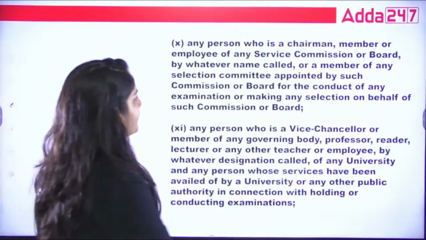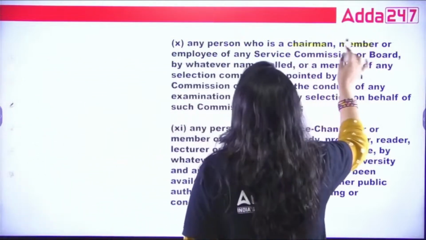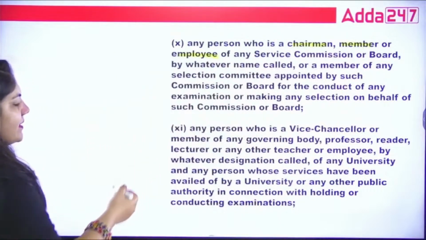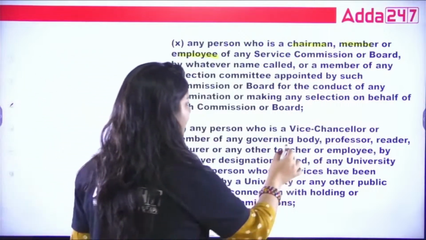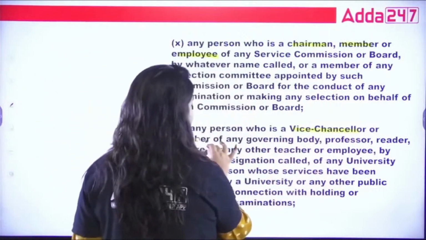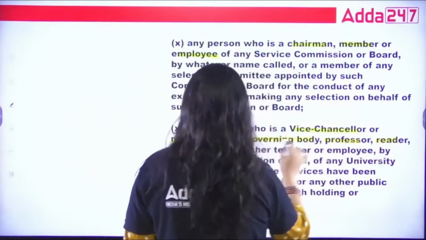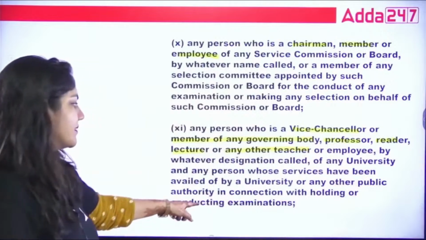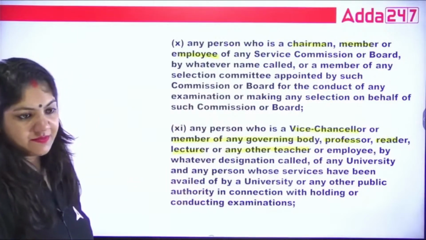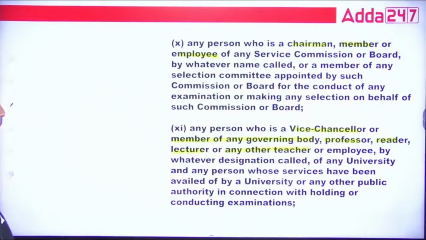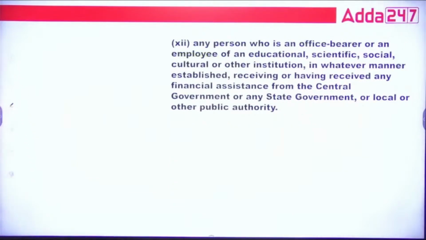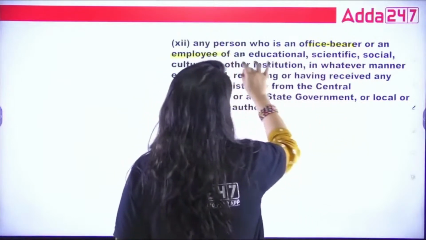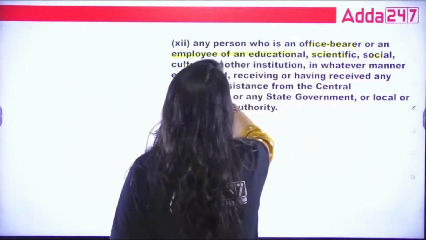Next, 10. Any person who is the chairman, member, employee of any service commission board, etc. Next, any person who is vice chancellor, member of any governing body, professor, reader, lecturer, any other teacher. That's under the what? Government. That's it. Okay. Next, any person who is the office bearer, employee of educational, scientific, social, cultural, institutional.